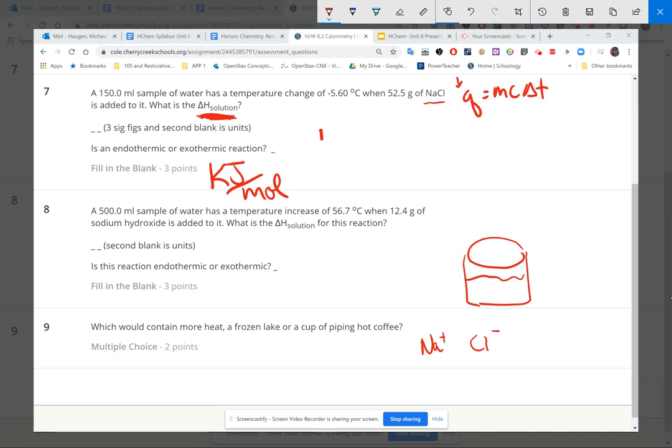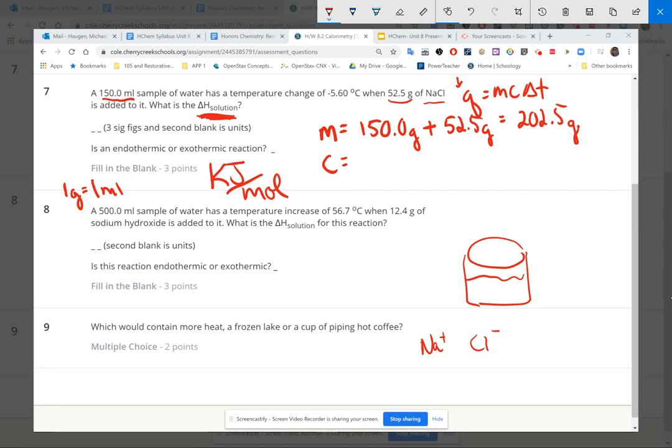So the mass from Q equals MC delta T comes from, we have 150 milliliters of water and we have 52.5 grams. Remember, 1 gram of water is equal to 1 milliliter of water. So therefore it's 150 grams. So we get 150 grams of water plus our 52.5 grams of the sodium chloride gives us 202.5 grams total.